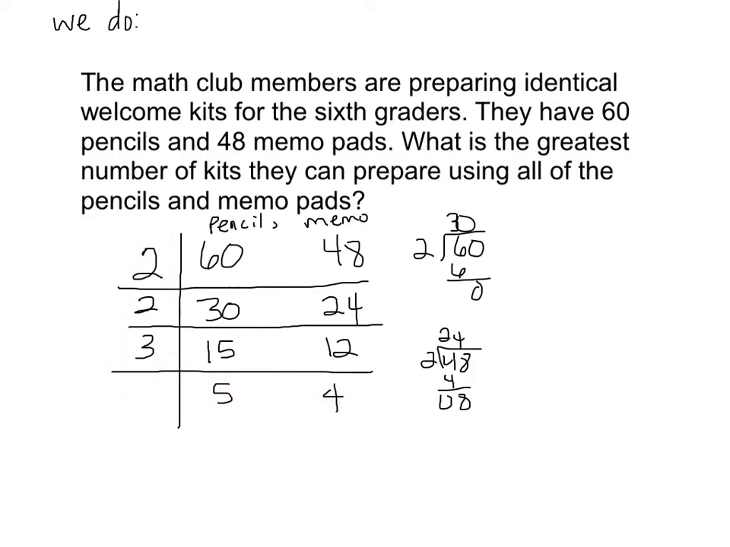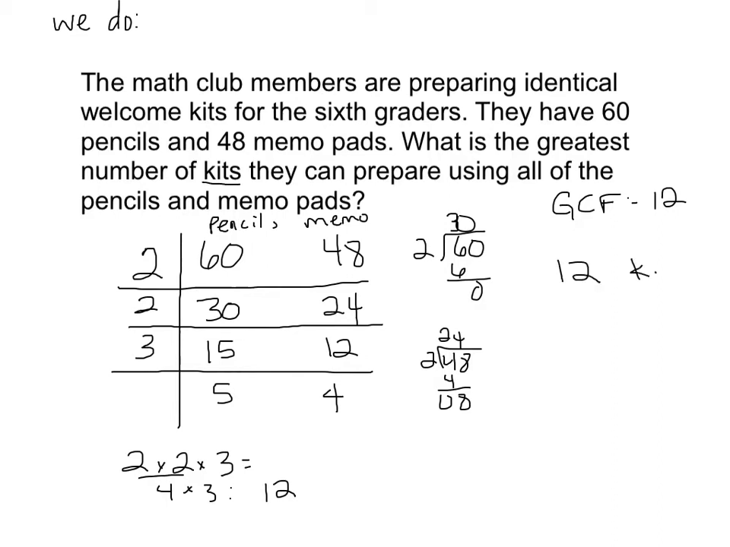There is not a number that goes into both 5 and 4 evenly, so I'm stuck. And I take these numbers to the side, and I multiply them together, and that's going to give me my GCF. 2 times 2 is 4, and 4 times 3 is 12. So my GCF is 12. So the amount of kits they can prepare is 12 total kits.